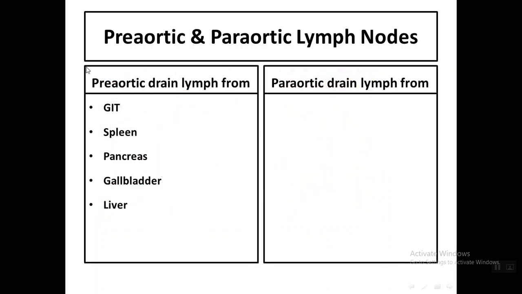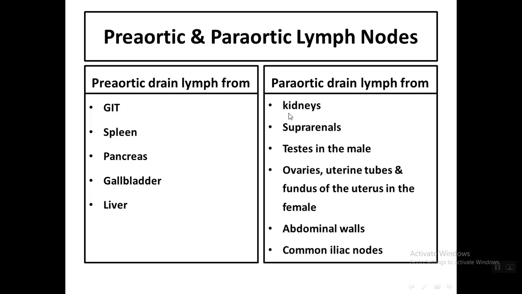The pre-aortic and para-aortic lymph nodes will drain lymph from different regions. The pre-aortic lymph node will drain the lymph from the GI tract, that is from all the gut tube and their derivatives, from the lower 1/3 of the esophagus down to the upper half of the anal canal, and from the spleen, pancreas, gallbladder, and liver.